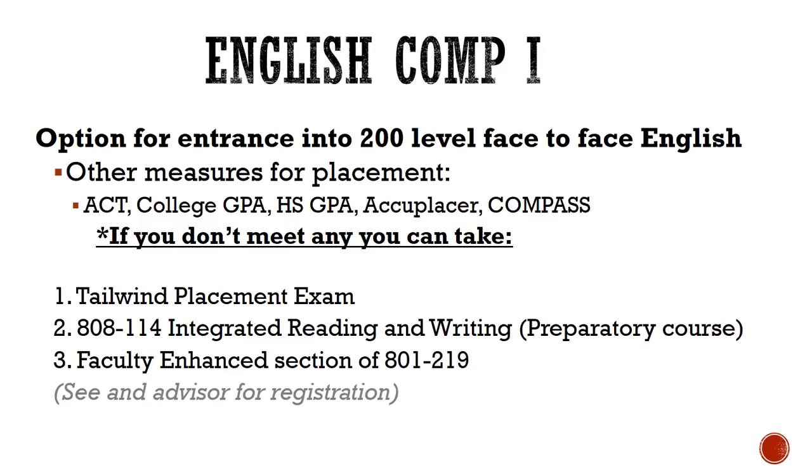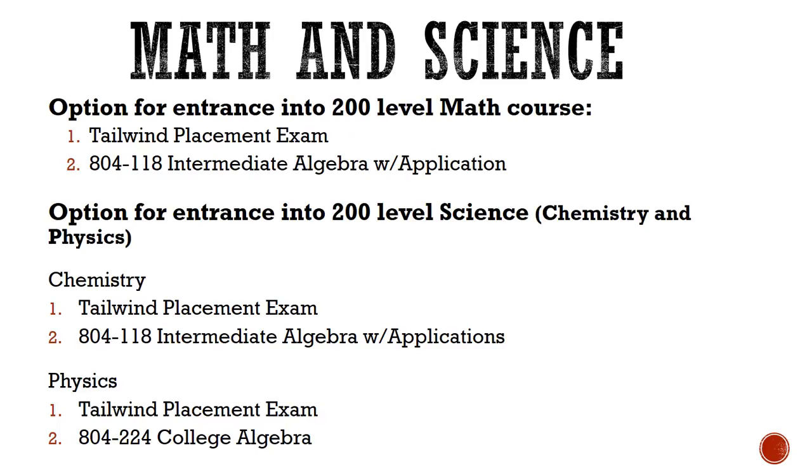If you are interested in taking the faculty enhanced section of English Composition 1, please contact your advisor. Students planning on taking liberal arts math courses will need to meet a suitable placement score on the Tailwind Placement Assessment. Students also have the option to enroll in 804-118 Intermediate Algebra with Apps to meet the course prerequisite for quantitative reasoning, college algebra, or statistics, instead of taking the Tailwind Placement exam.